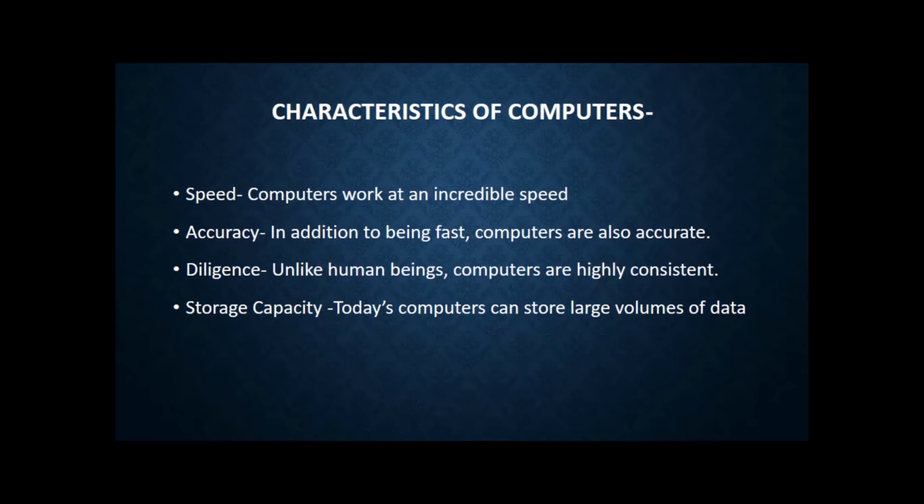The second one is accuracy. In addition to being fast, computers are also accurate. Computers perform calculations with 100% accuracy. That doesn't mean there won't be errors. Errors may occur due to data inconsistency or inaccuracy, but 99% of the time they're accurate.